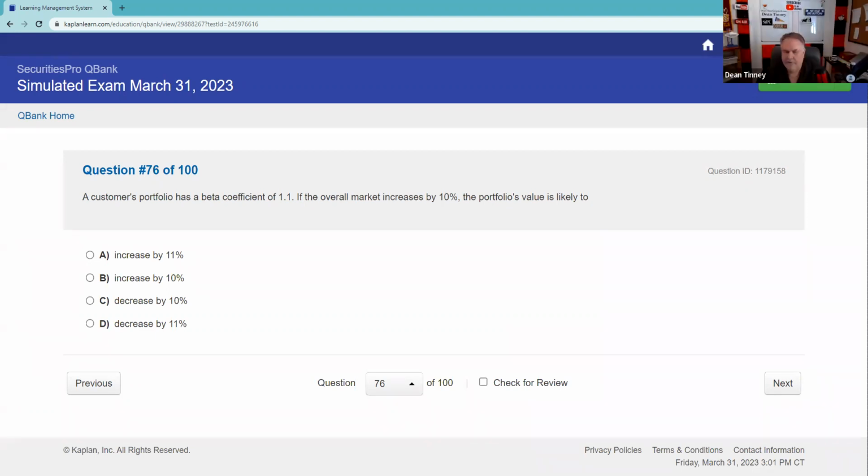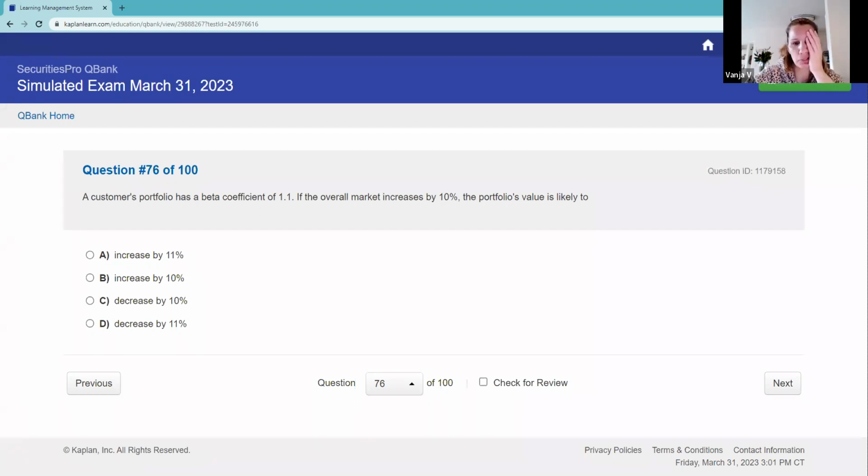So a customer's portfolio has a beta coefficient of 1.1. If the overall market increases by 10%, the portfolio's value is likely to. Well, it's going to increase. That's correct. So that's for sure. And this is 10.